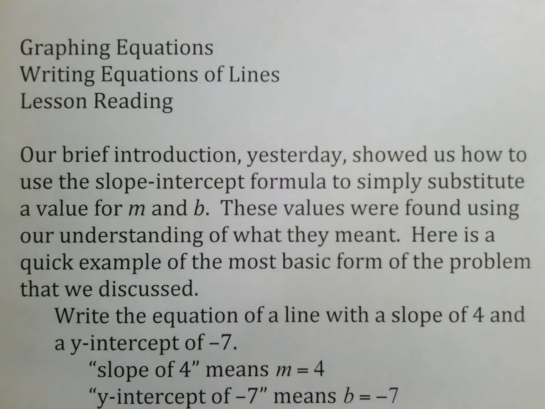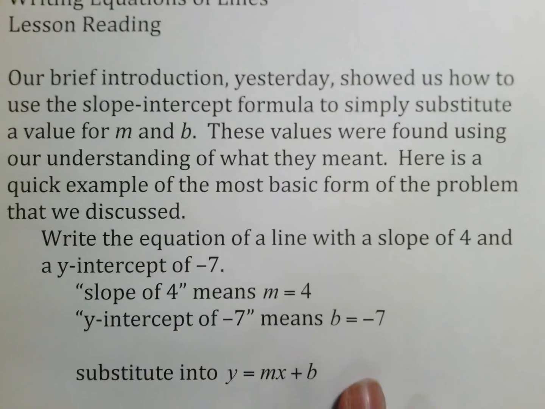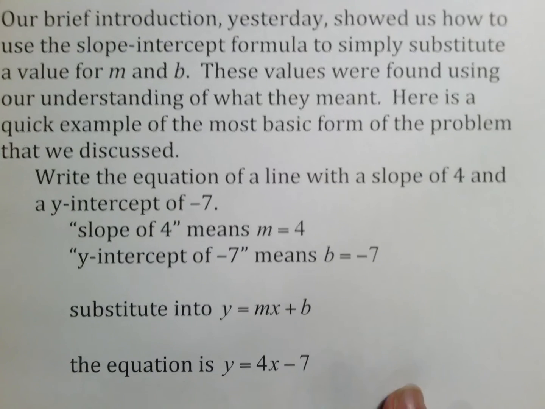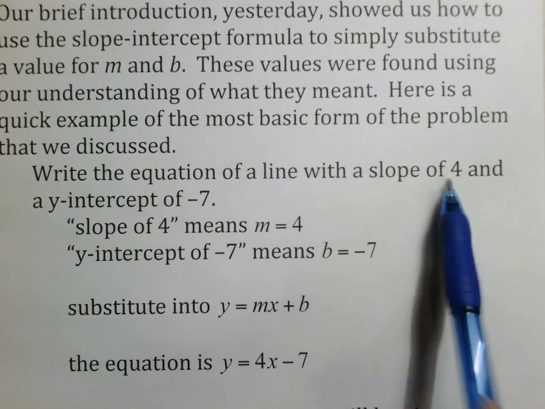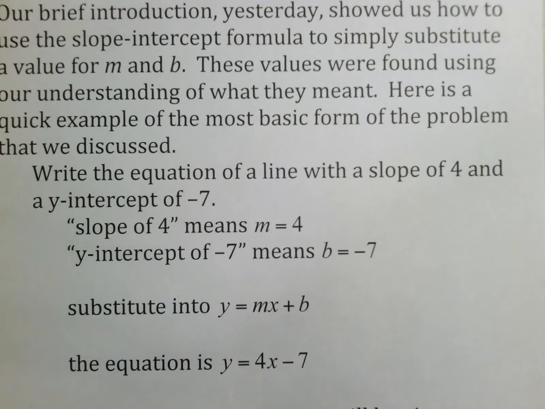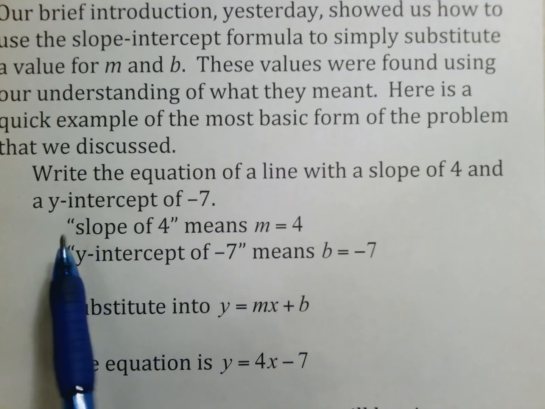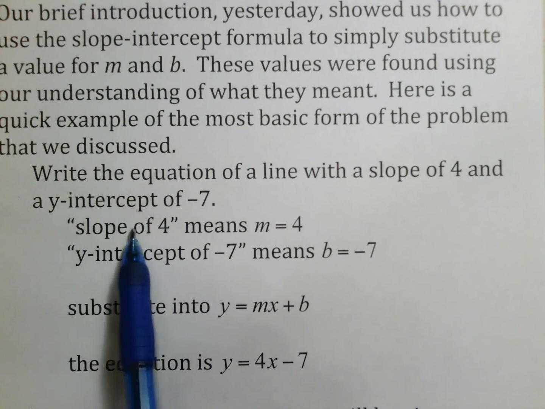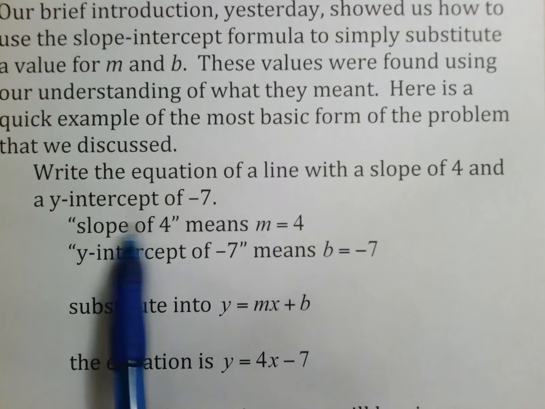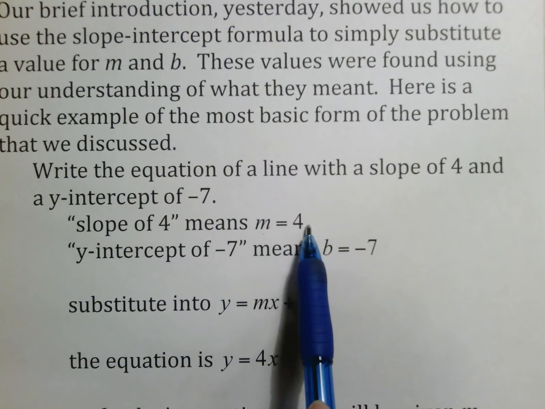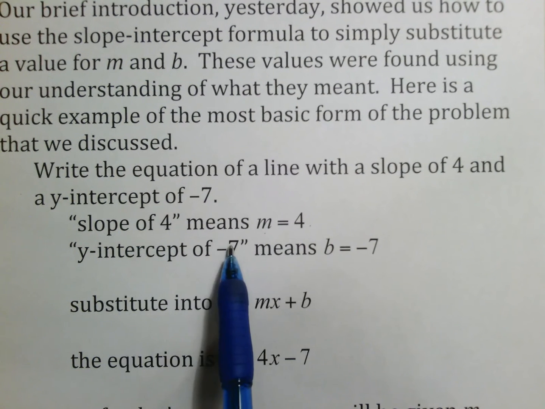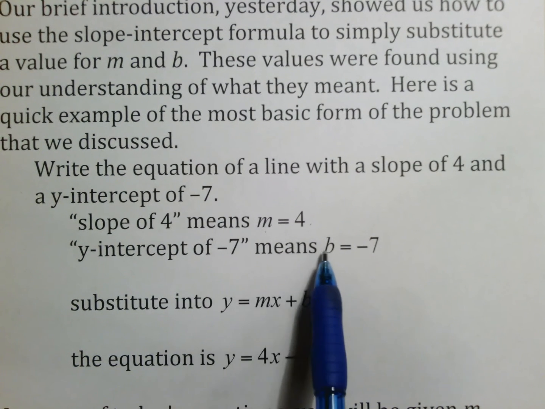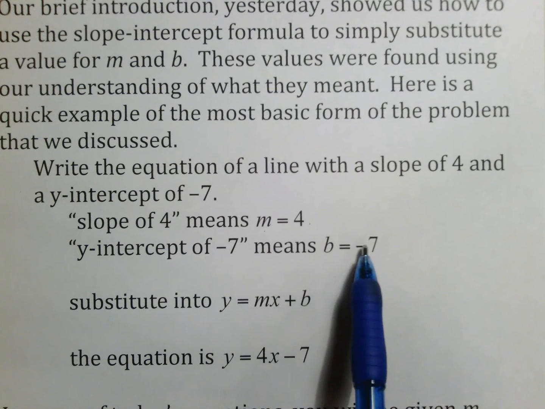Here's a quick example of the most basic form of what we discussed yesterday. It talks about writing the equation of a line with the slope of 4 and a y-intercept of negative 7. An equation means that they want a y equals version of a line with this information. If you see the phrase slope of 4, that means that m, because remember m means slope, is equal to 4. If you see that the y-intercept is negative 7, it means that b, because remember b is your y-intercept, is equal to negative 7.